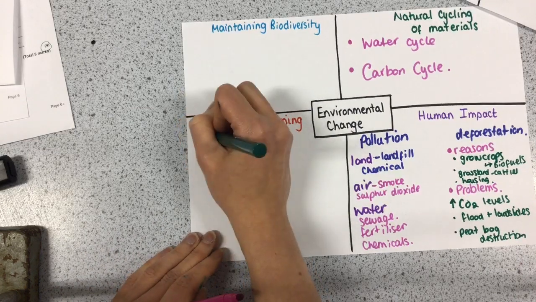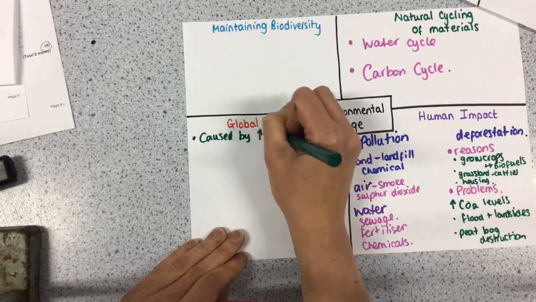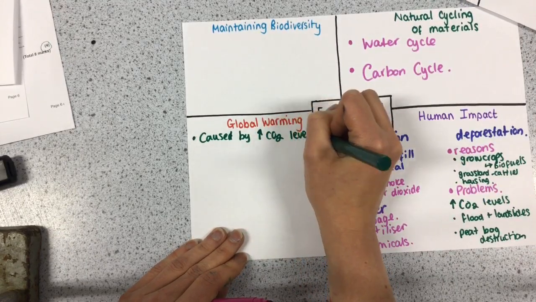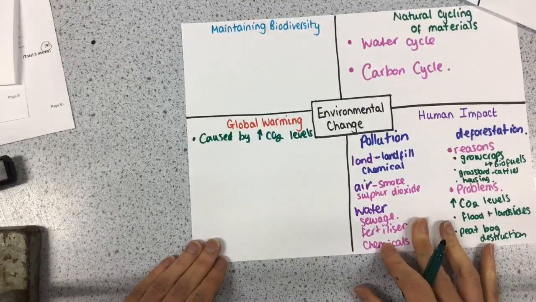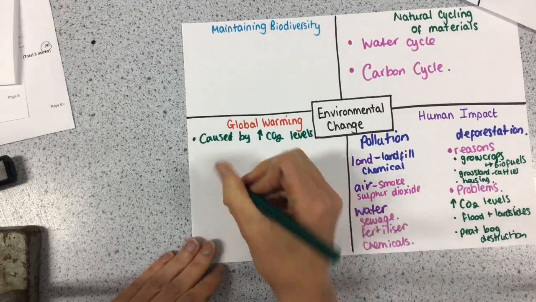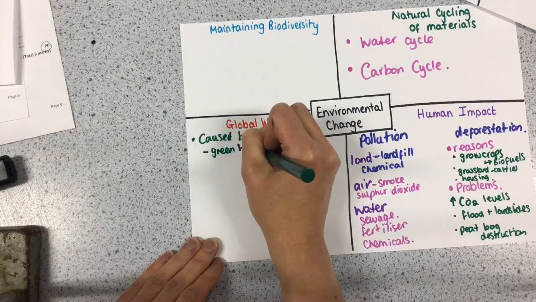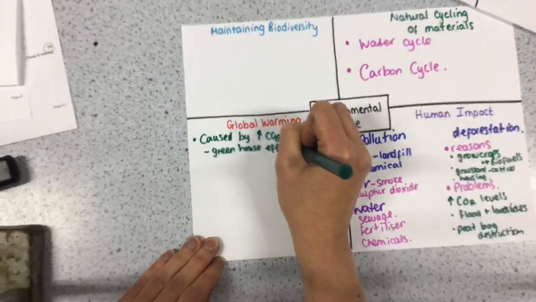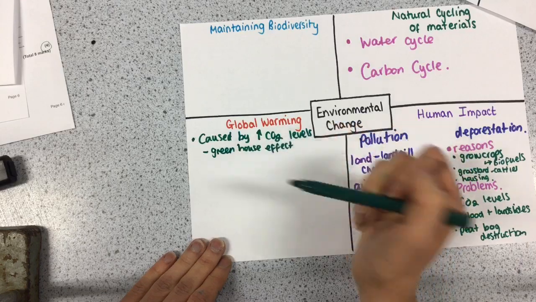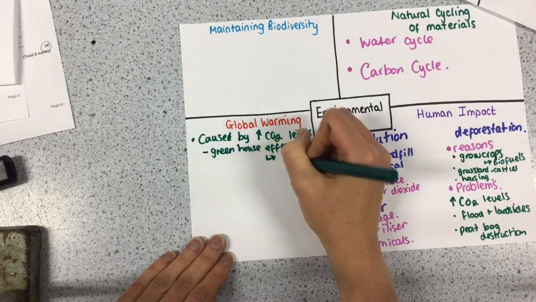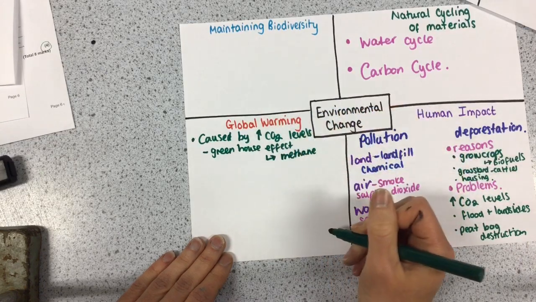But we've got it's caused by increased CO2 levels. So they could well ask you a carbon cycle question and then ask you to apply it to global warming and human impact. So we're also looking at the greenhouse effect. Now this is usually confused. Global warming is the temperature increase due to the CO2 levels. The greenhouse effect is the heating of the earth through methane gases and trapping heat.